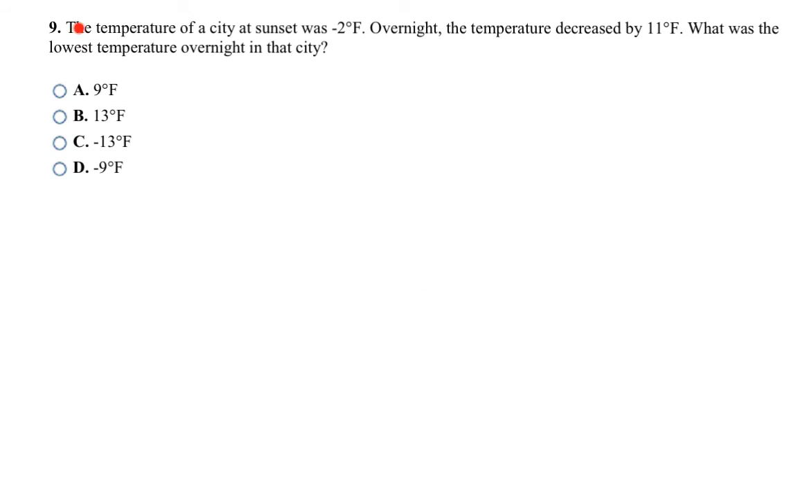This question says the temperature of a city at sunset was negative 2 degrees Fahrenheit. So it was pretty cold. Overnight, the temperature decreased by 11 degrees Fahrenheit. What would be the lowest temperature overnight in that city? So decreased tells us that we're going to subtract. So I'm going to take my starting temperature, which was negative 2, and I'm going to decrease it by the temperature change, which was 11. So I'm decreasing it by 11.